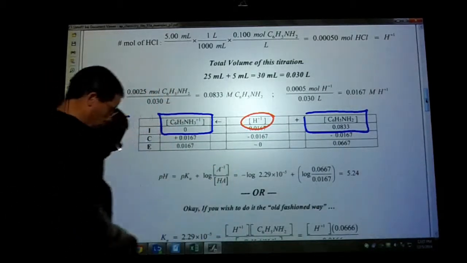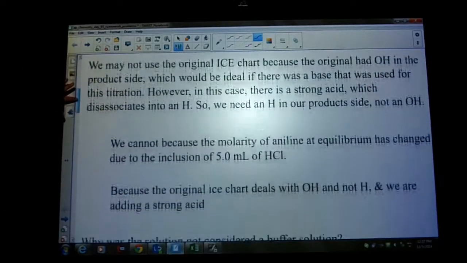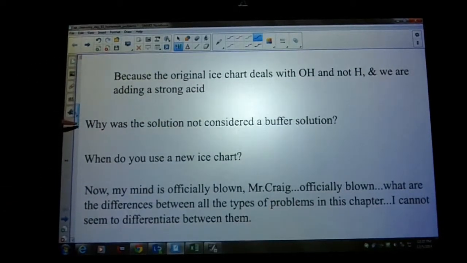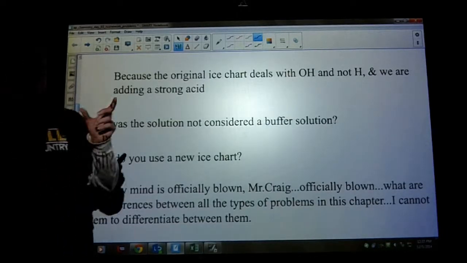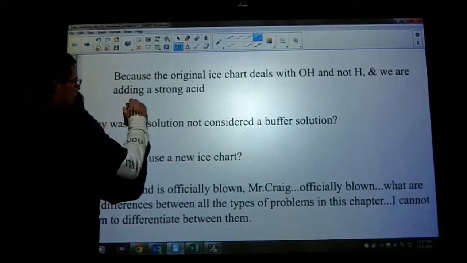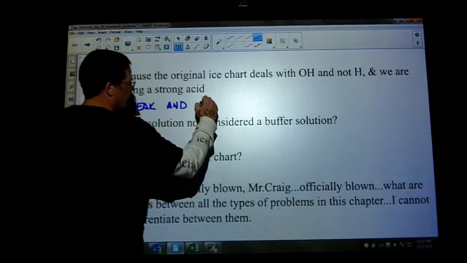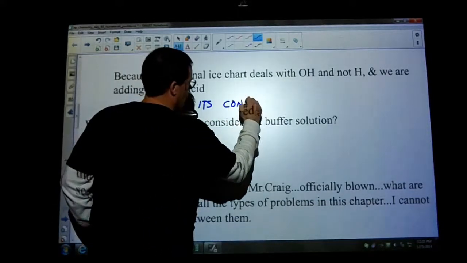And I like that question. That was a good one, because I guarantee you the person that asked it wasn't the only one. So why was that not a good buffer? Because we didn't have large concentrations of our weak base and its conjugate. And that's a good way to put it. The weak and its conjugate. Okay.